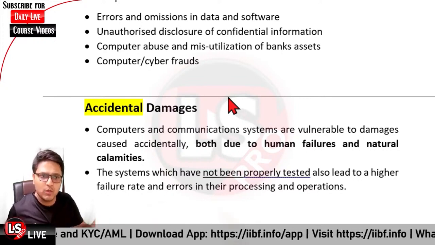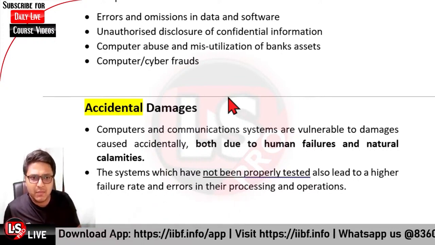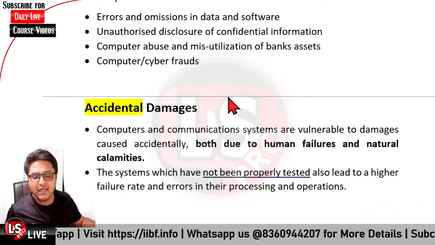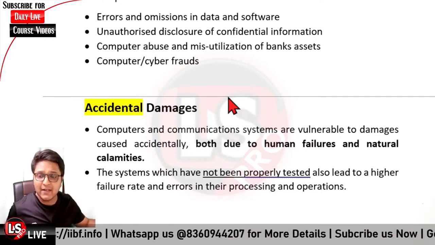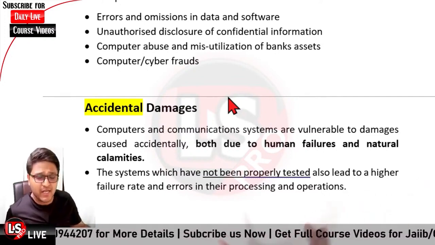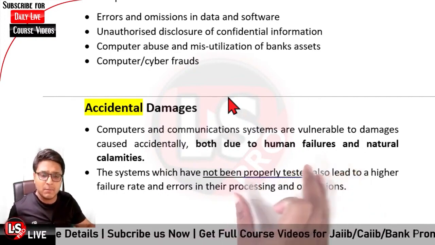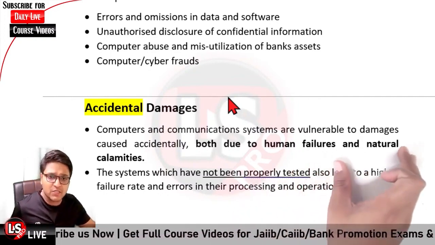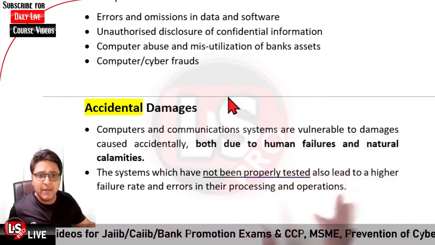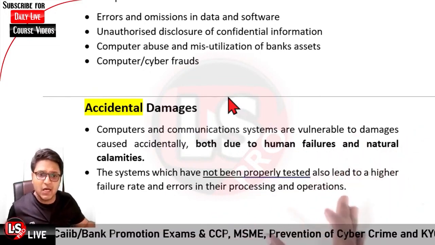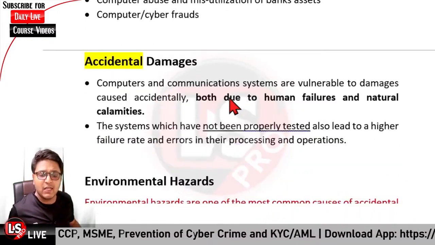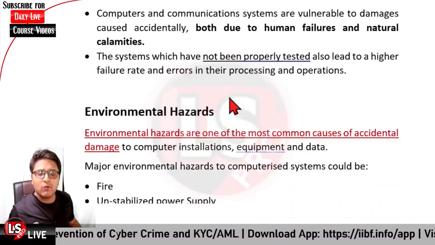It could be regarding some human failure, or it could be regarding some natural calamity also. The systems which have not been properly tested could have a higher failure rate, and there could be errors in processing and operations also. That is basically an accidental damage. It could be that some professional person who is working on the system has not worked with efficiency. That could lead to some accidental damage, or it could be some natural calamity like earthquake or landslide or another thing which could lead to damage of the system itself and ultimately the failure of the system. It could be regarding environmental hazards.